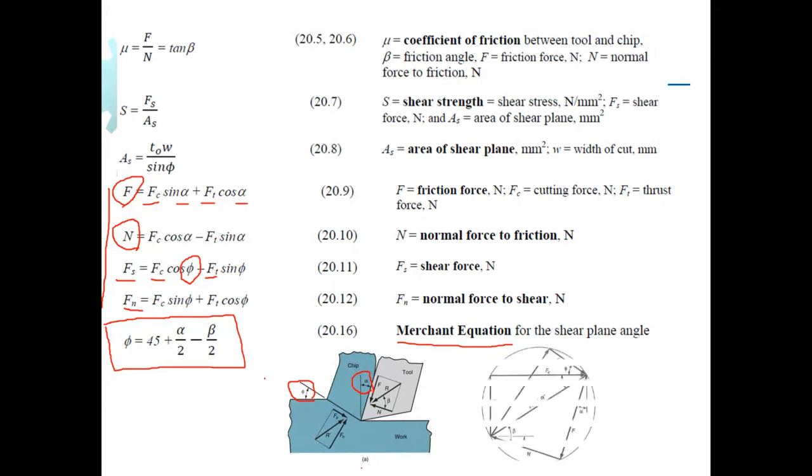And also he has developed a force diagram, relating forces Ft and Fc to the other forces, which include Fn, Fs, F, and N, if we have the magnitude of the resultant force here. So by making use of this diagram, we can relate these forces to one another using some trigonometric equations that we can write from this force diagram. And the Merchant equation, the one in the square here, relates the shear plane angle phi to the rake angle alpha and also to the friction angle beta. This is the equation that Merchant has developed, and this is a very useful equation in the theory of machining.